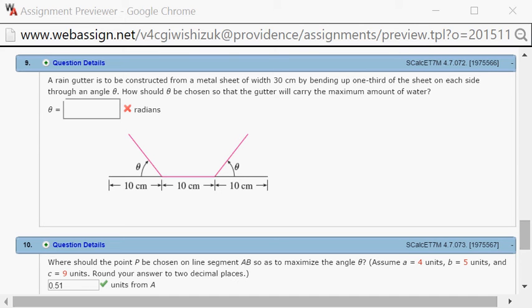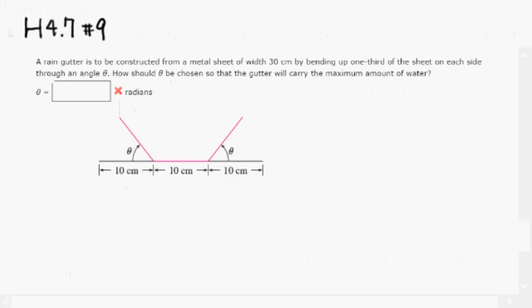Alright, let's look at homework 4.7, problem number 9. We want to find the angle so that the gutter has the maximum capacity. Right? So in order to maximize the capacity of the gutter, we just need to maximize the cross-sectional area. So we're going to look at this trapezoidal region, and we want to maximize this area.